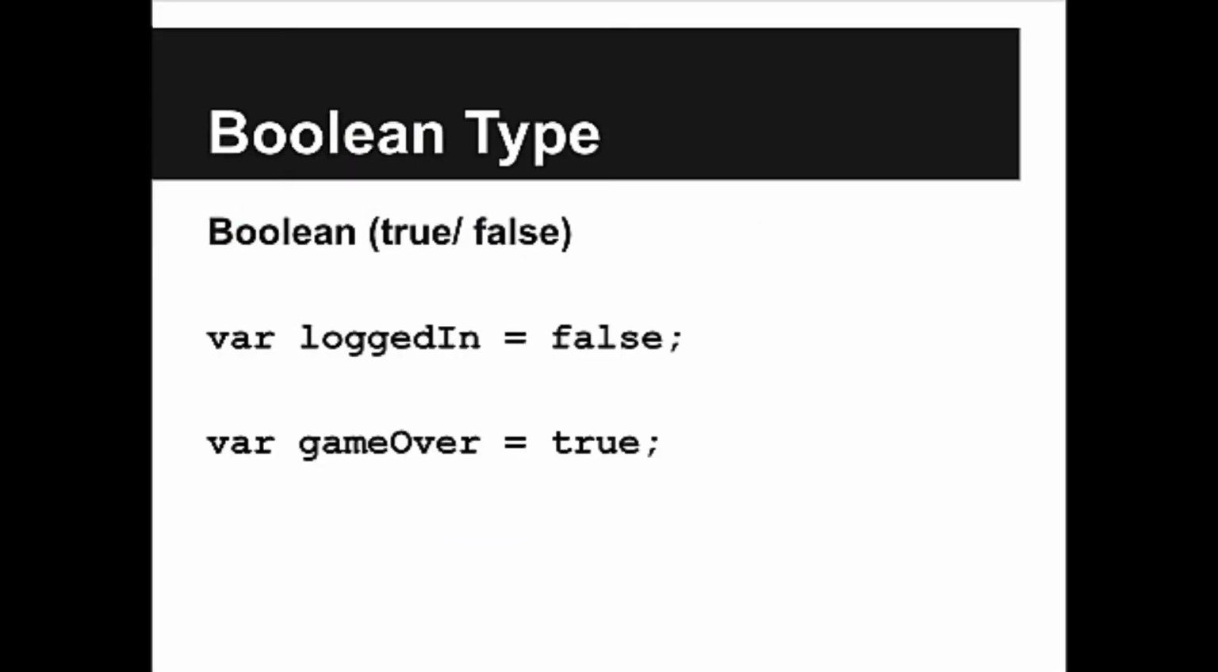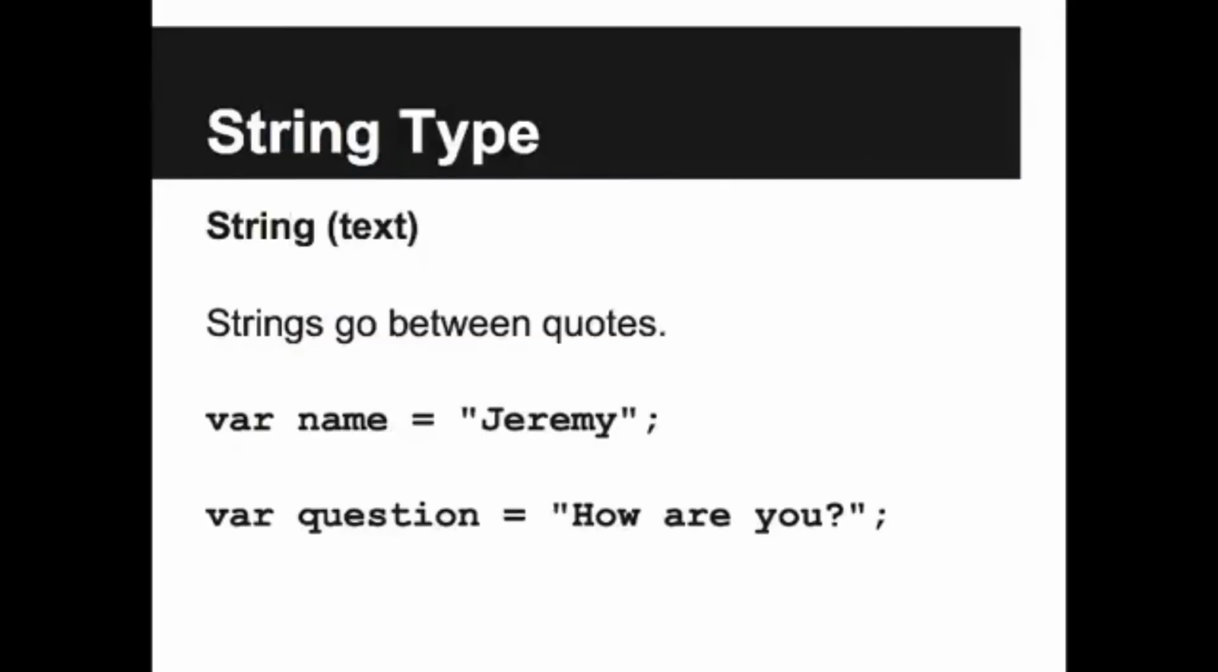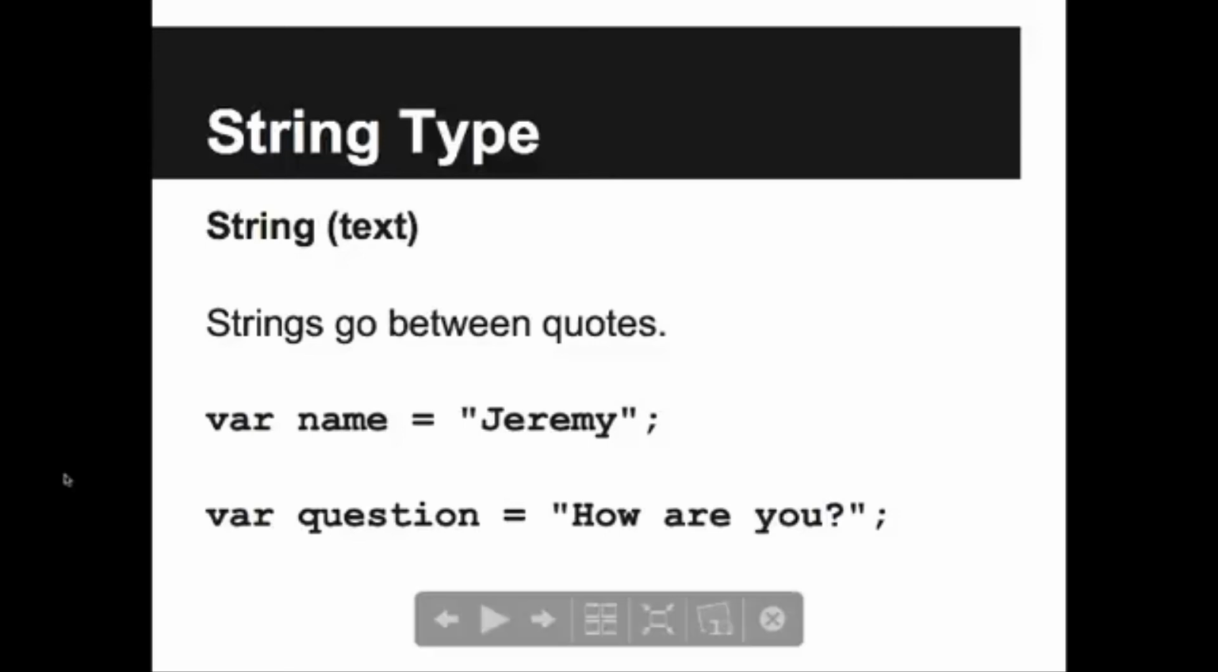The next type is the Boolean type, and the Boolean type has only 2 values, true or false. So for example, var loggedIn equals false, or var gameOver equals true. And notice you have to have the exact capitalization here. The next type is the string type, and we use the string type when we want to have text. Strings go between quotes. So for example, var name is equal to "Jeremy", and var question is equal to "how are you".